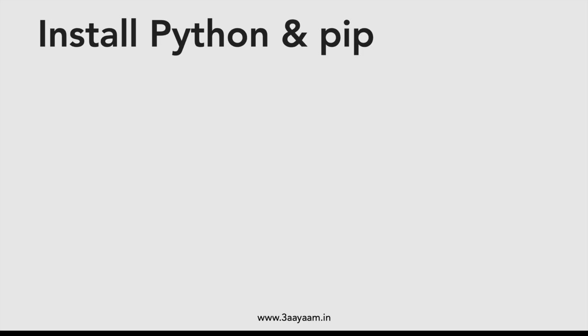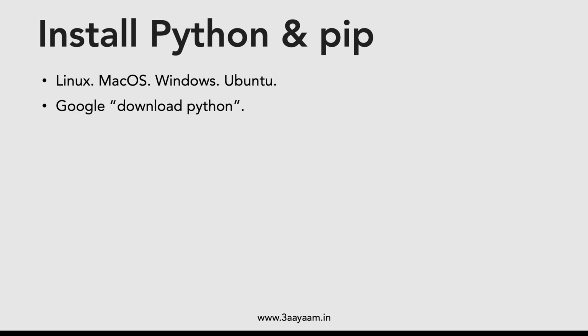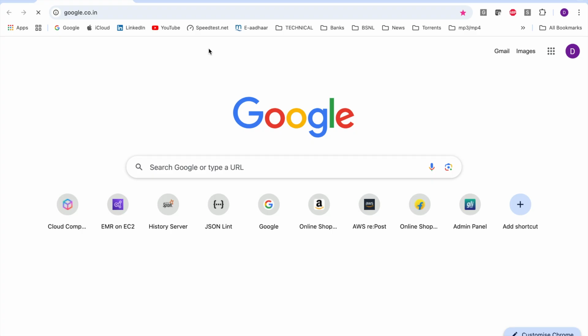The next question is, of course, how do you install Python and pip? Python provides installation packages for Linux, macOS, Windows, Ubuntu, and other operating systems also. My operating system is macOS, but if your operating system is either Windows or Linux or Ubuntu, you can download from Python's official website and execute it. What you have to do is just Google "download Python". So let me show you.